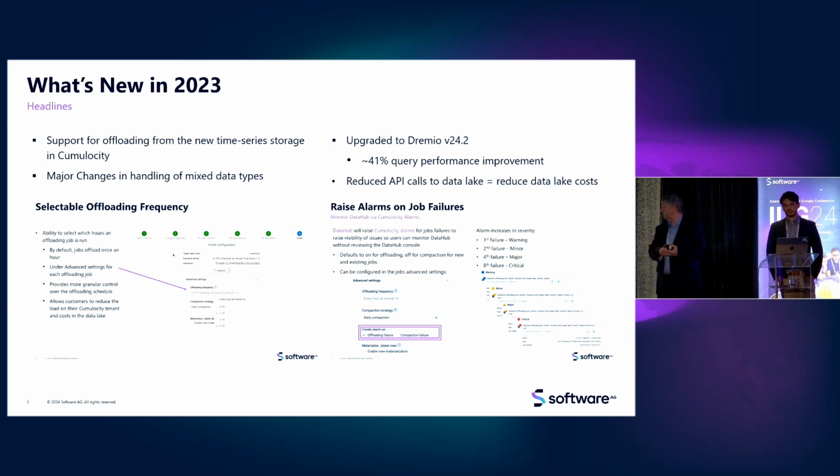And again, we acknowledge that with DataHub, you don't spend a lot of time in the DataHub UI. And we don't want you to, really. You go in there, you configure things, and it should just run. But we want it to be a lot more proactive if something went wrong and needs your attention. So DataHub will now raise alarms, Cumulocity alarms, on job failures, so there's more visibility around what's going on.